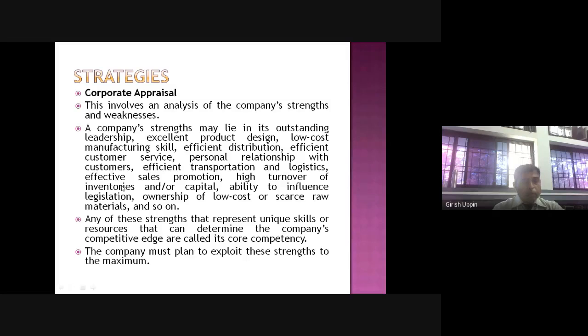Next is a corporate appraisal. What we saw was the environment appraisal. Corporate appraisal is within the organization. We are trying to find what our strengths and weaknesses are. This involves analysis of the company's strengths and weaknesses. The company's strengths may lie in outstanding leadership, excellent product design, low cost manufacturing skill, efficient distribution, efficient customer service. There are so many areas. So you need to identify which areas you are strong at, whether you are strong in design, efficient distribution, efficient customer service.